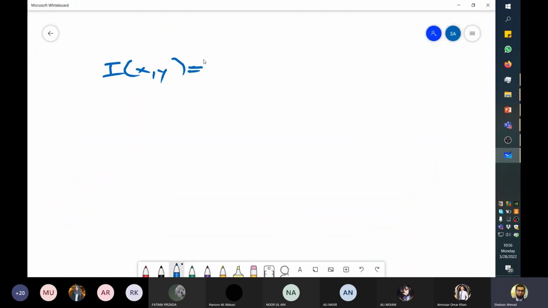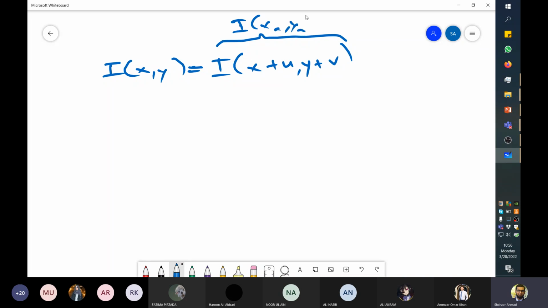So let's write I of x plus u, y plus v. This is the same as saying I of xa ya, where xa and ya are specific points in the local region. X और Y जो था वो local region का center है, UV shifts हैं. So जब एक specific shift हम देंगे तो एक specific point बनेगा XA YA in the local image region. So we are evaluating the function at certain specific points I x plus u y plus v.